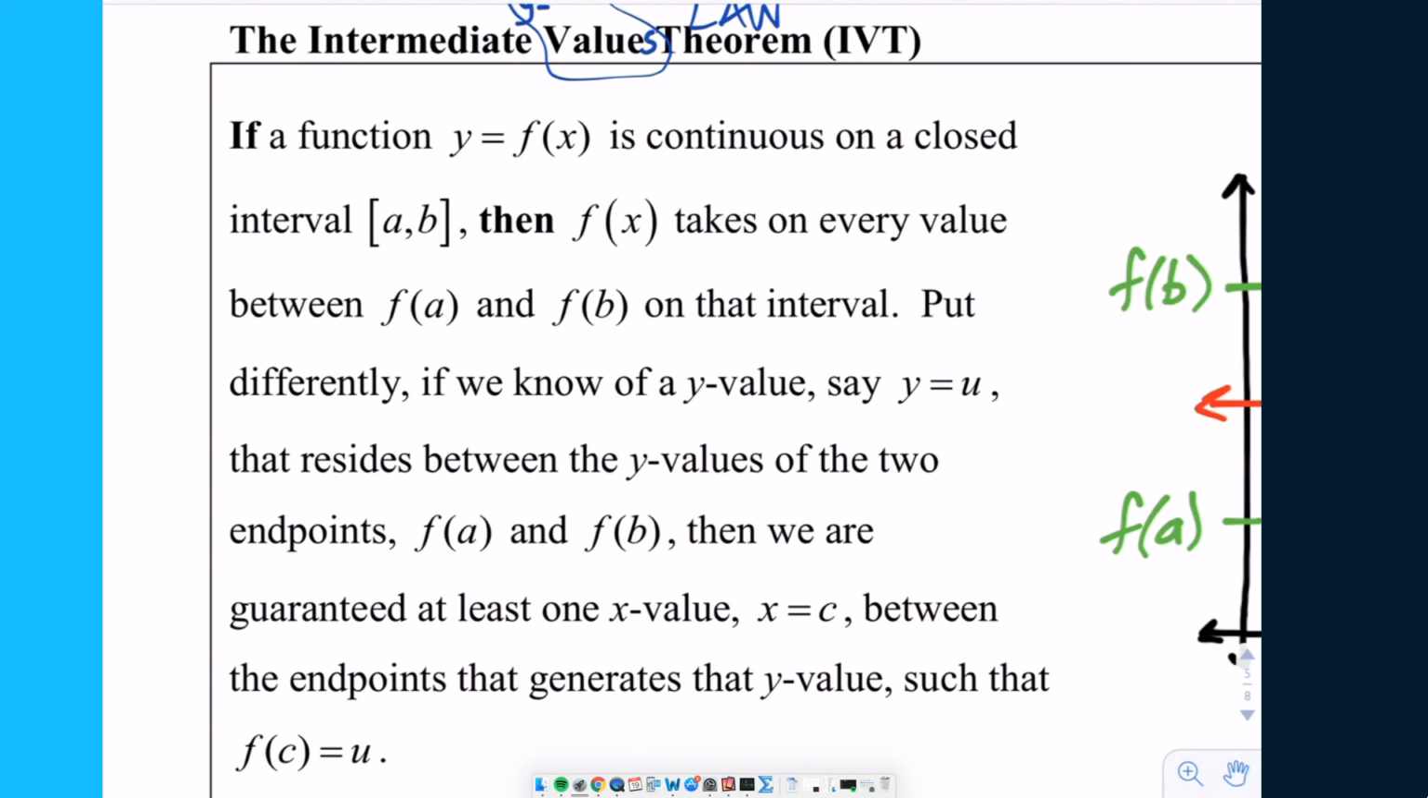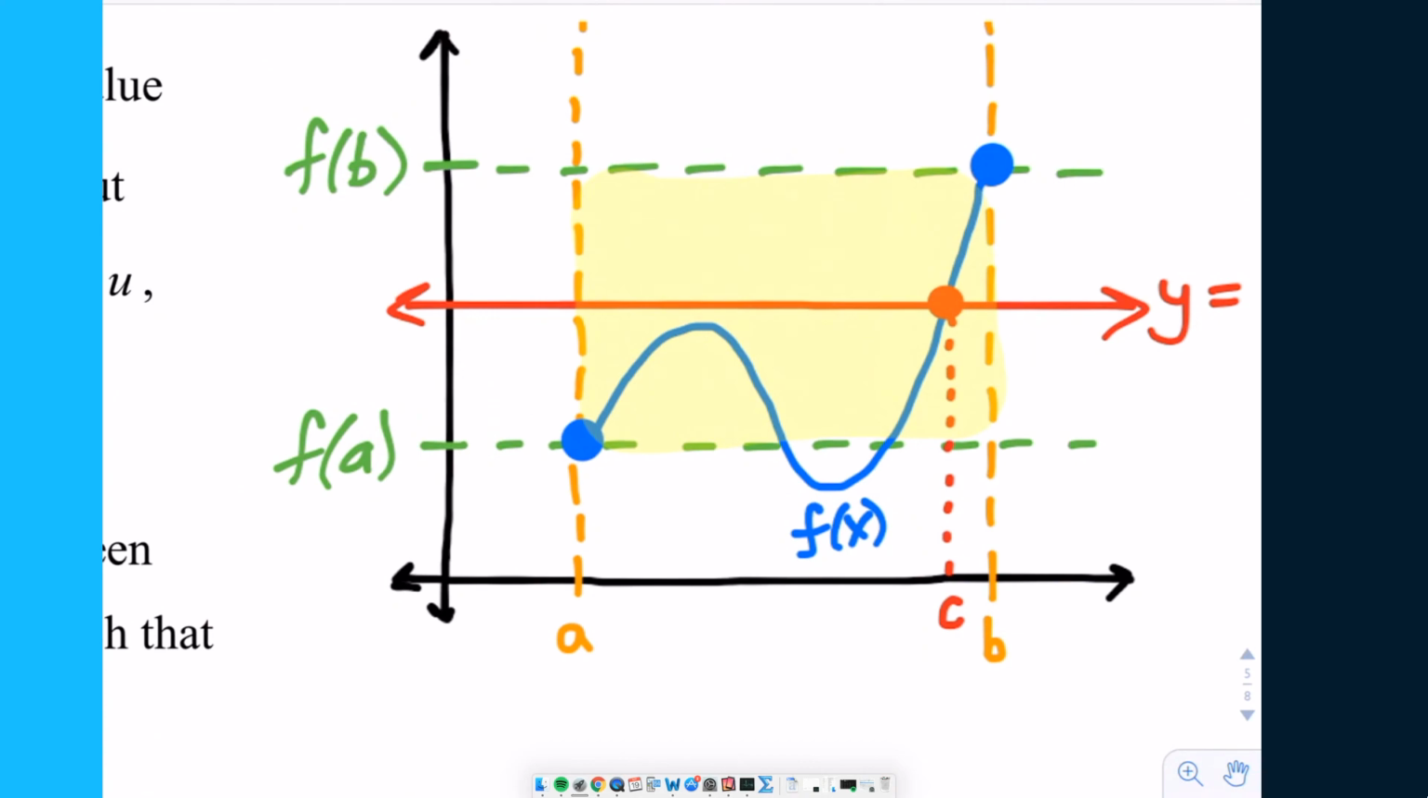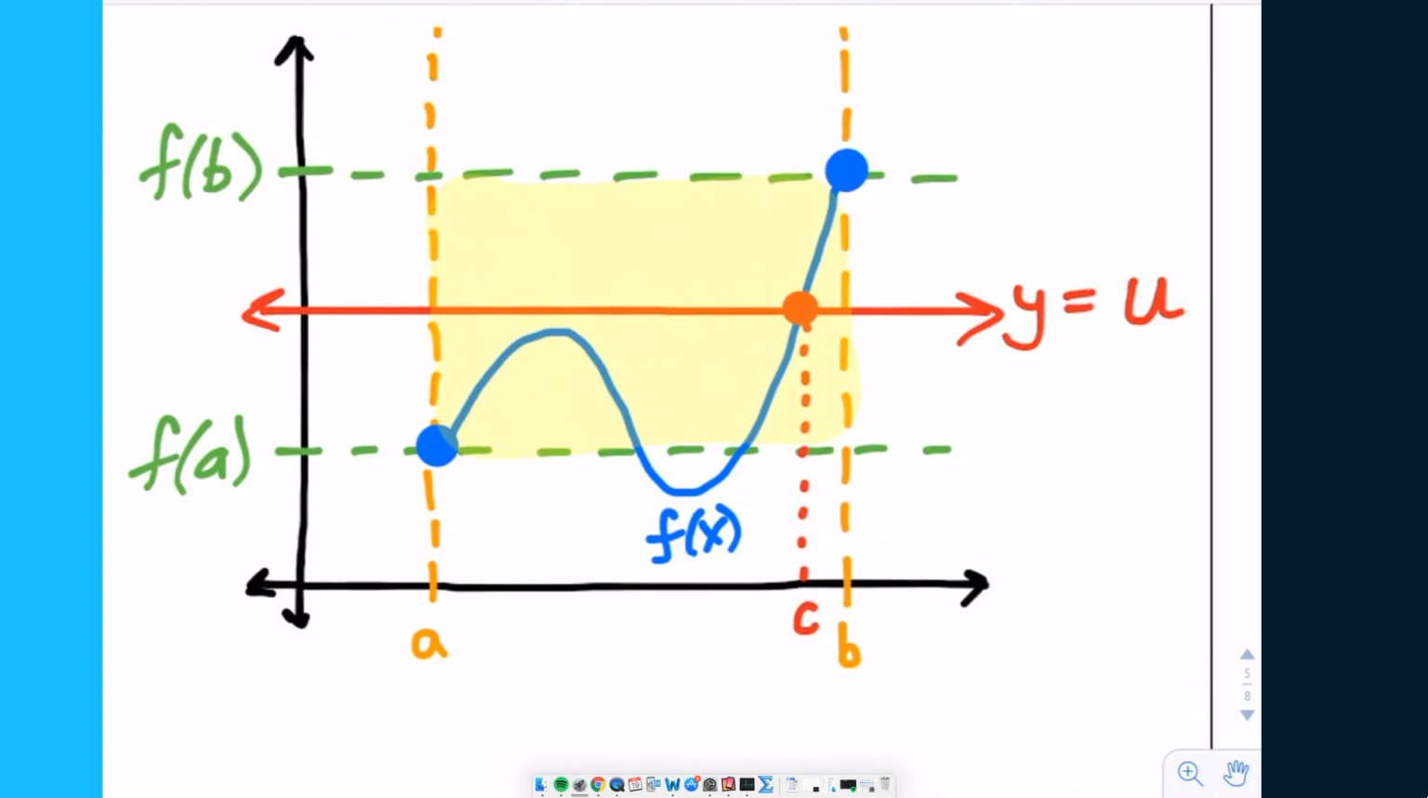Now, to put it a little bit differently, here's another way we could say it. If we have a function like this in blue, and the left endpoint is A and the right endpoint is B, notice the blue dots are f of A and f of B. In this case, f of A is lower than f of B. I highlighted the vertical range in between f of A and f of B. If I arbitrarily pick a random y value between f of A and f of B, call it y equals u, then the theorem will guarantee at least one x value that falls strictly between A and B that will generate that y value. Okay?